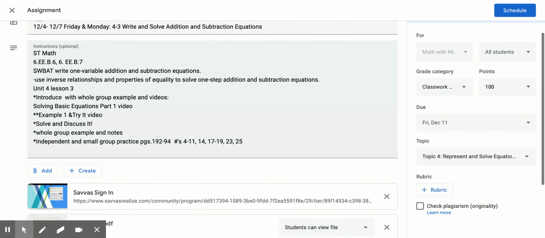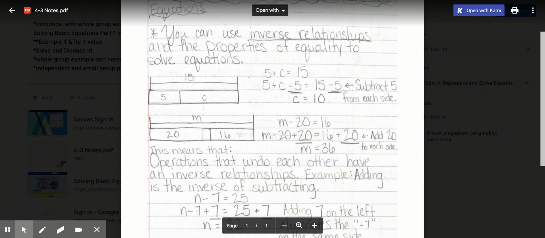That said, if we take a look at the notes here, you can use inverse relationships, which inverse is just another word for opposite, and the properties of equality to solve equations. So if you look at this example here, we have 5 plus c equals 15. 5 plus c minus 5 equals 15 minus 5.